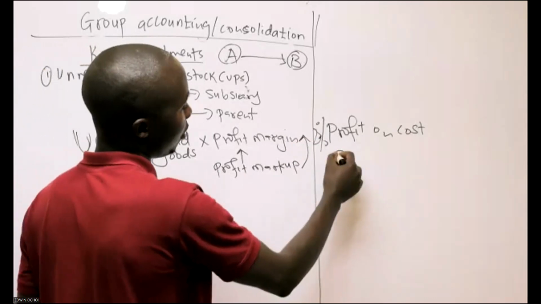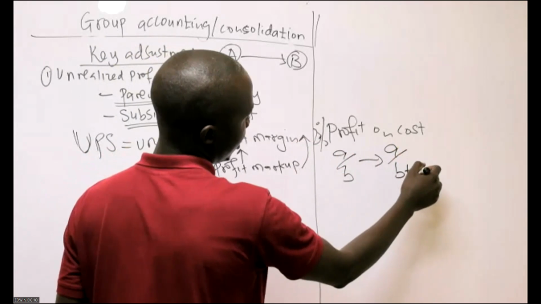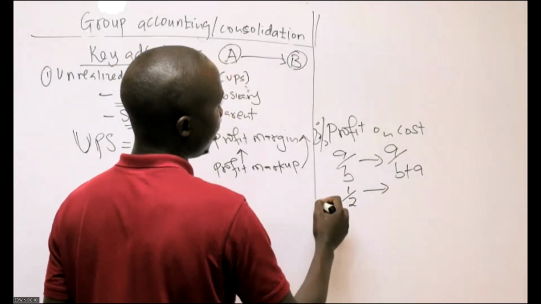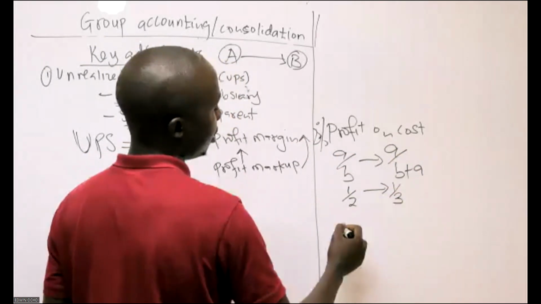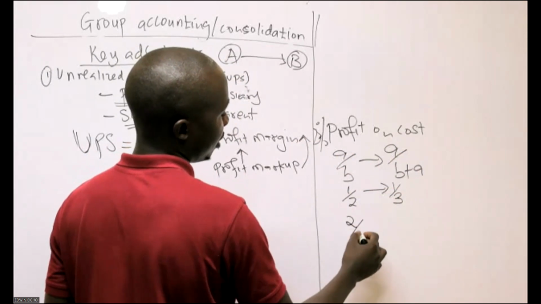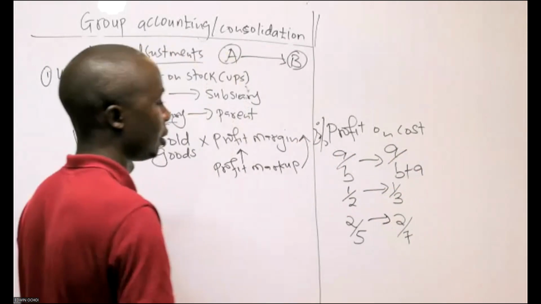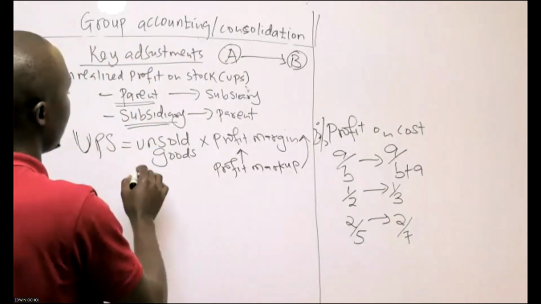So if you are given a markup of A over B, it means that margin will be A over B plus A. So if markup is a half, margin will be a third. If it's 2 over 5, this one will be 2 over 7. You see that?